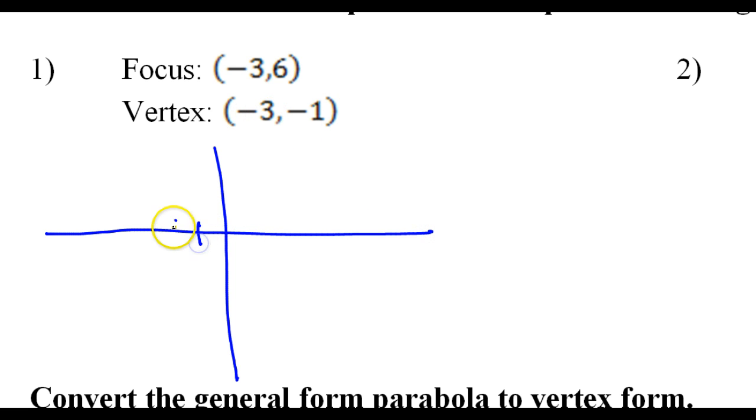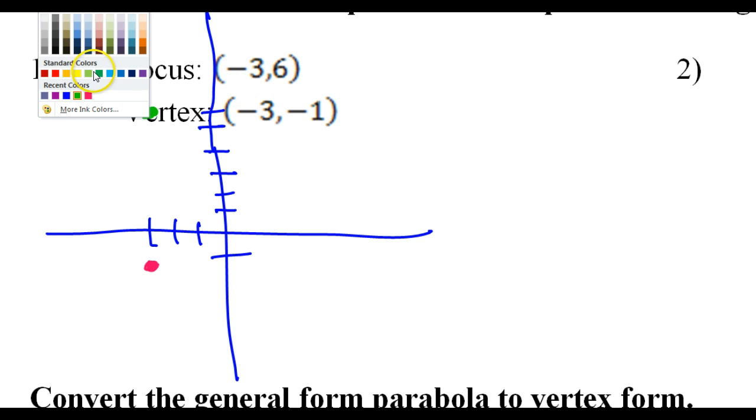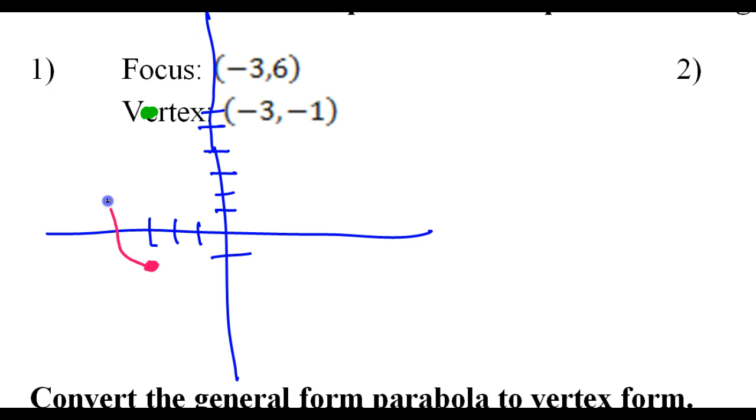-3, -1. So 1, 2, 3, -1. So here is the vertex. And then the focus is at -3, 6. So this will be the focus up here. That means that the parabola is facing upward because it's got to be wrapped around the focus like that.